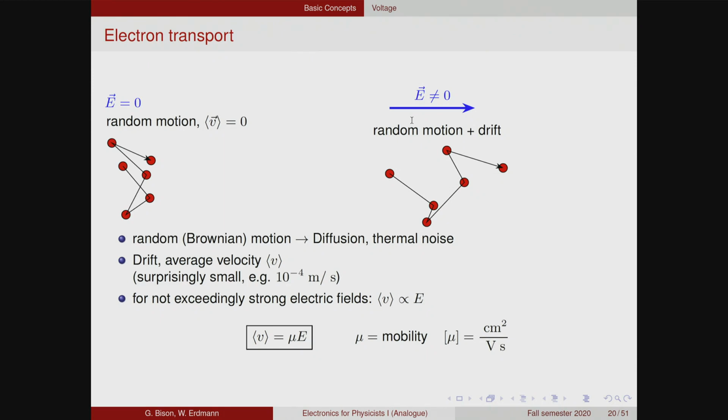That's because the mean free path length goes to infinity. Okay, so what we can say is that this average velocity is proportional to the electric field in a rough sense, and we just call the constant of proportionality the mobility.